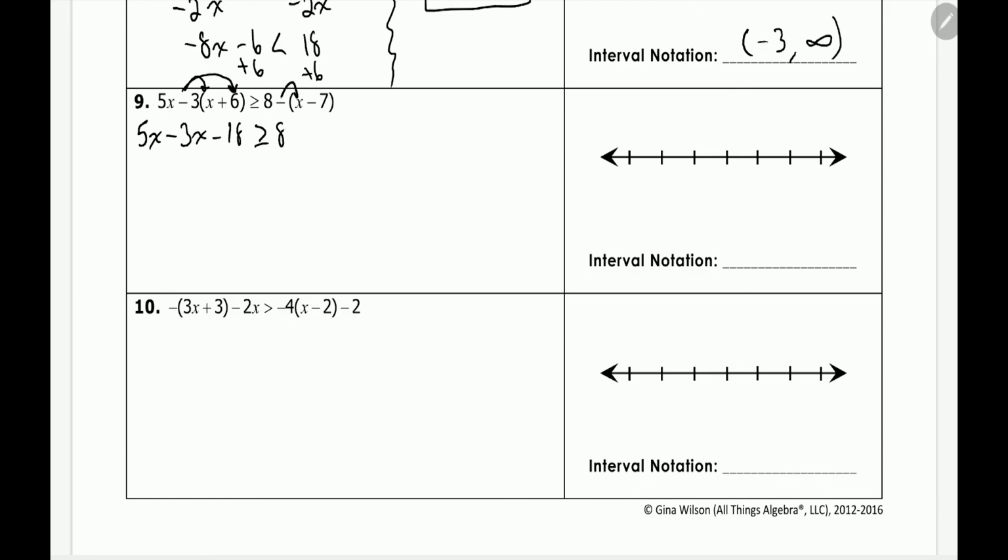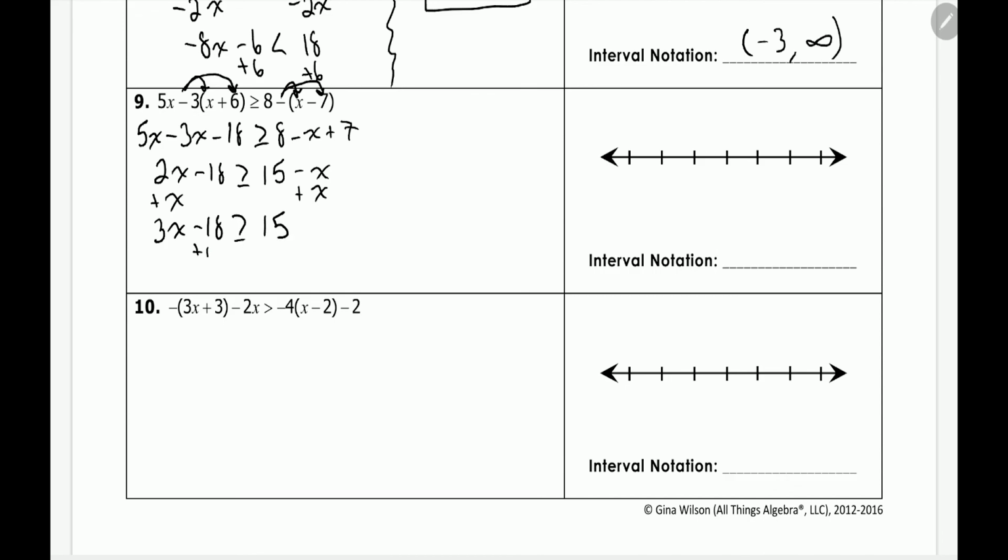Then we have minus x plus 7, and let's combine like terms. So we have 5x minus 3x, that's 2x minus 18 is greater than or equal to 8 plus 7, which is 15 minus x. Let's move the variables to one side. So we're going to add x to both sides. That's 3x minus 18 is greater than or equal to 15.